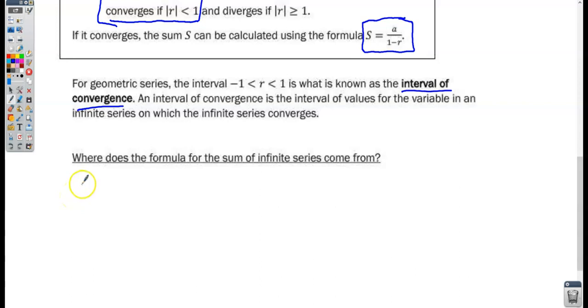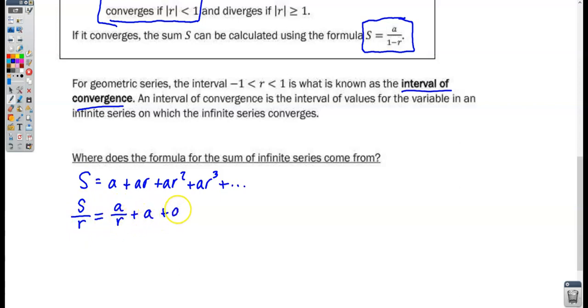So let's let S represent the sum. S is equal to the list of all of these terms, A plus AR plus AR squared plus AR cubed, etc. Okay, so that's what our sum is equal to. Now, if we do a little tricky algebra here, if I divide this whole expression by R, it gives me this, since this is an infinite series.